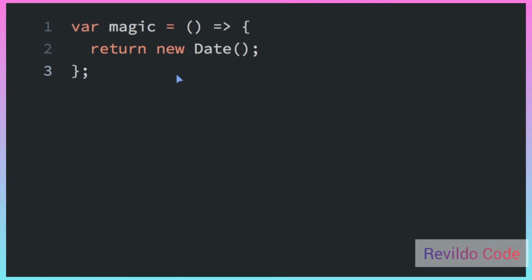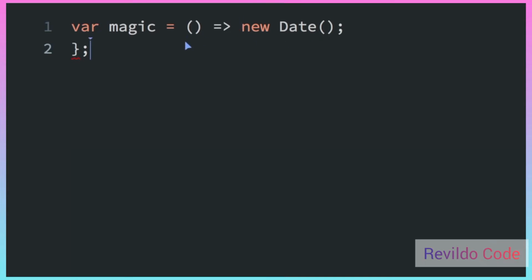If we're just returning one value here, we don't even need the return keyword, and we don't need the curly braces. So I can delete all this, and I can delete all this here. And now this is the full function from before, but it's just really shortened up. And to make this even nicer, we're not going to use var. I'm going to change this to const.